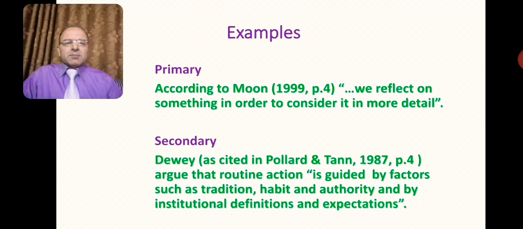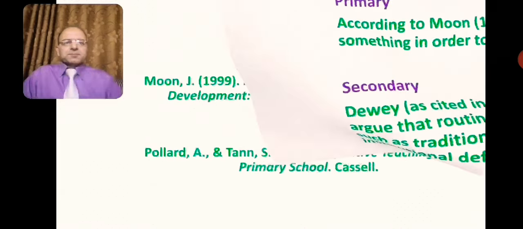Similarly, this second example is also from my thesis, and here I have used Dewey's ideas. Because that idea was referred to in Pollard and Tann, 1987, I didn't read Dewey's original book, but I had access to Pollard and Tann, so I studied that and referred to that. This becomes a kind of secondary source for me, because I have taken this quote from the book of Pollard and Tann rather than from Dewey himself. So this is an example of that.